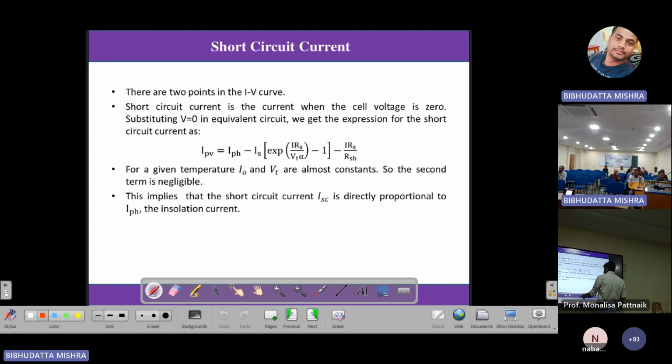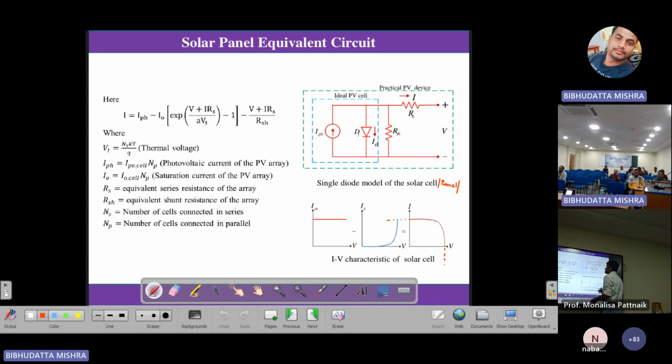Then, this one I have already written. So this is the VI characteristics of this solar panel, if you consider NS as the number of cells connected in series and NP as the number of cells connected in parallel. Now there are 3 points which are important. One is this point, another is this point, and the maximum power. So these 3 points are important.